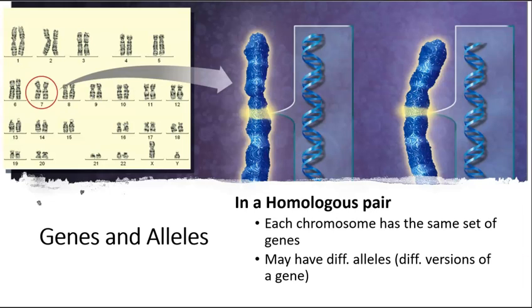Now, as a diploid organism, we have two genetic copies that may or may not encode the same version of that characteristic. So, for example, one individual may carry a gene that determines blonde hair and a gene that determines black hair. So we have structures called alleles. Alleles are gene variants that arise by mutation and exist at relative locations on homologous chromosomes. So in a homologous pair, each chromosome has the same set of genes and then may have different alleles, or different versions of a gene.